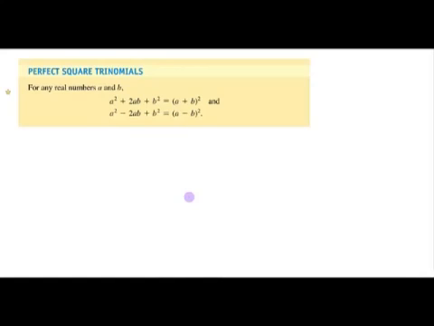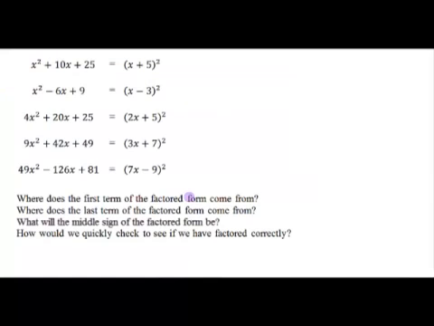Perfect square trinomials. For any real numbers a and b, a squared plus 2ab plus b squared equals a plus b quantity squared, and a squared minus 2ab plus b squared equals a minus b quantity squared. Here are some examples of perfect square trinomials. Perfect square trinomials will always factor as a binomial squared.